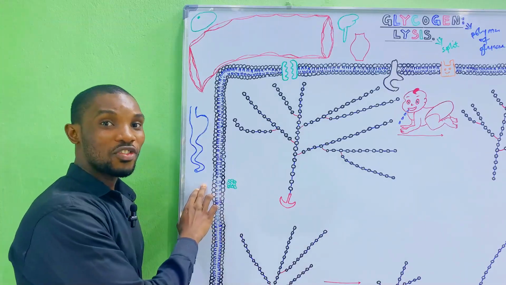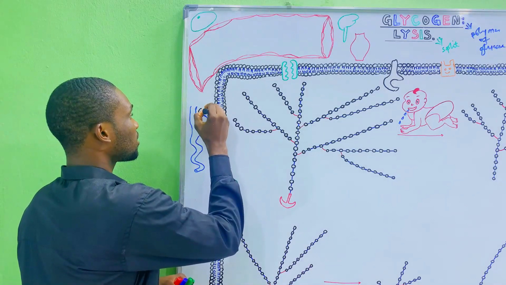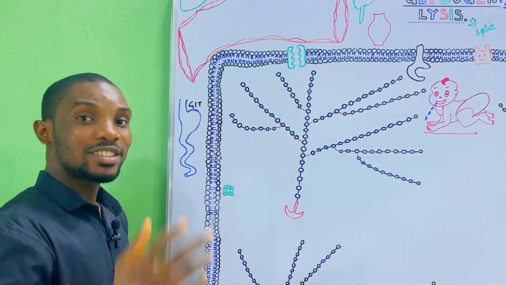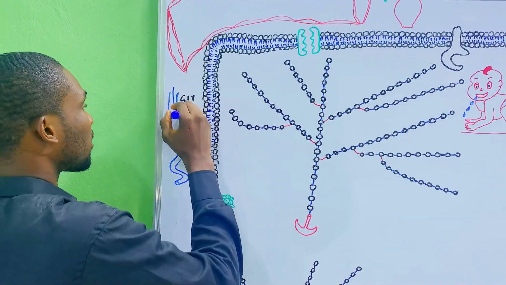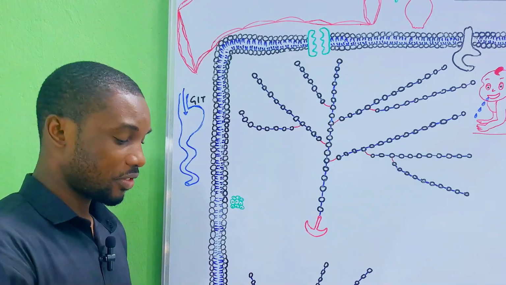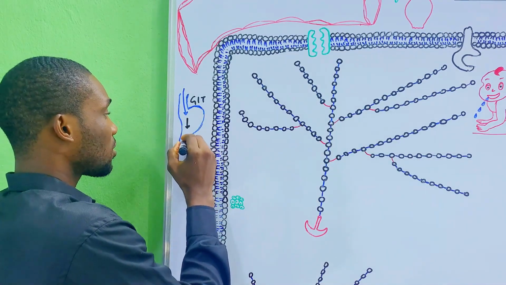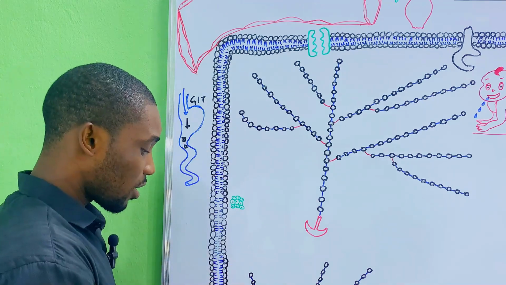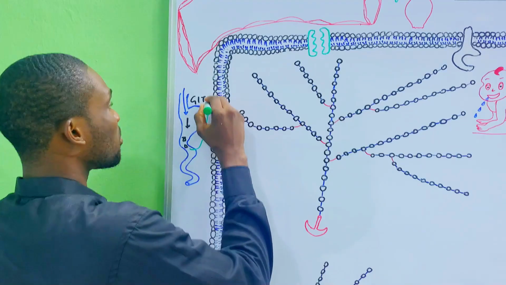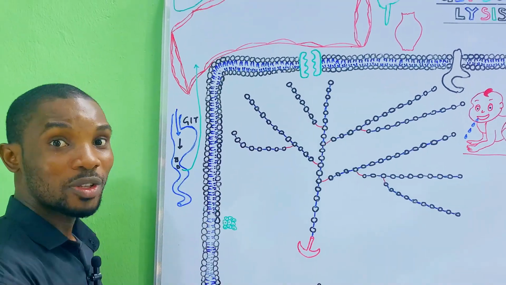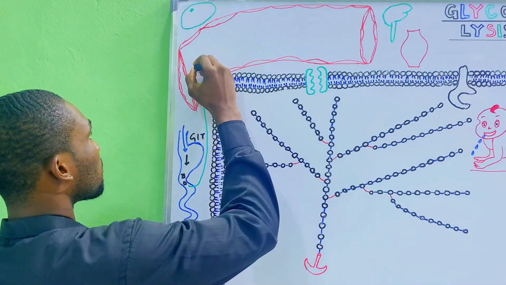Over here we have our GIT, that's our gastrointestinal tract. When we take in carbohydrates, say polysaccharides like starch, what happens here? Digestion, and then the digested glucose is absorbed into the bloodstream. So we have glucose making its way into the bloodstream.